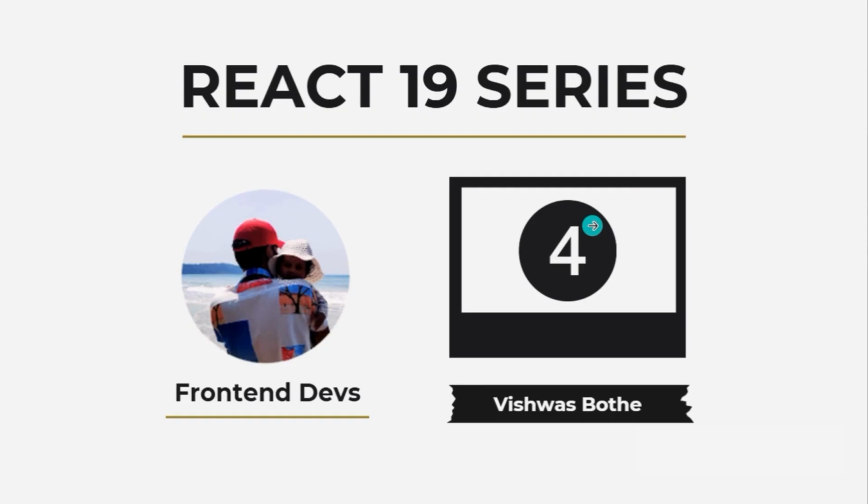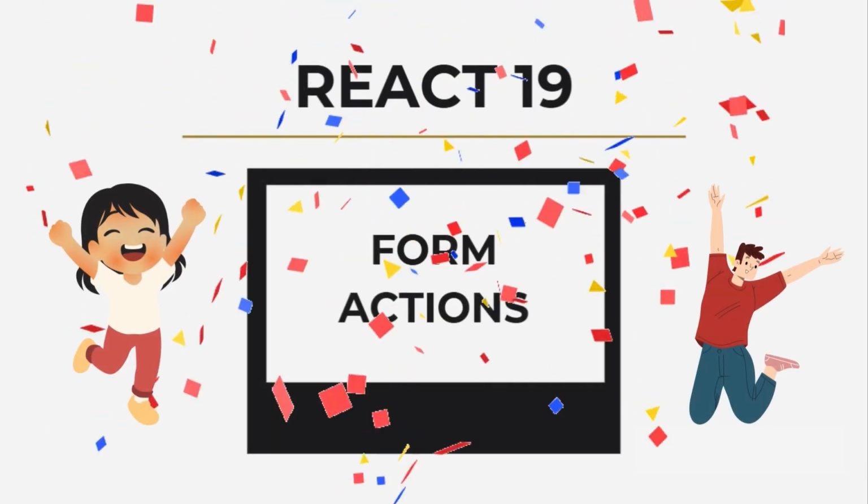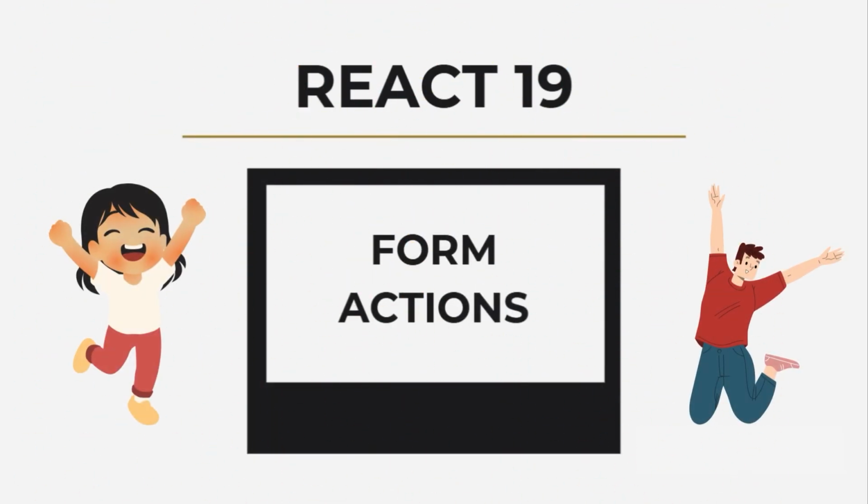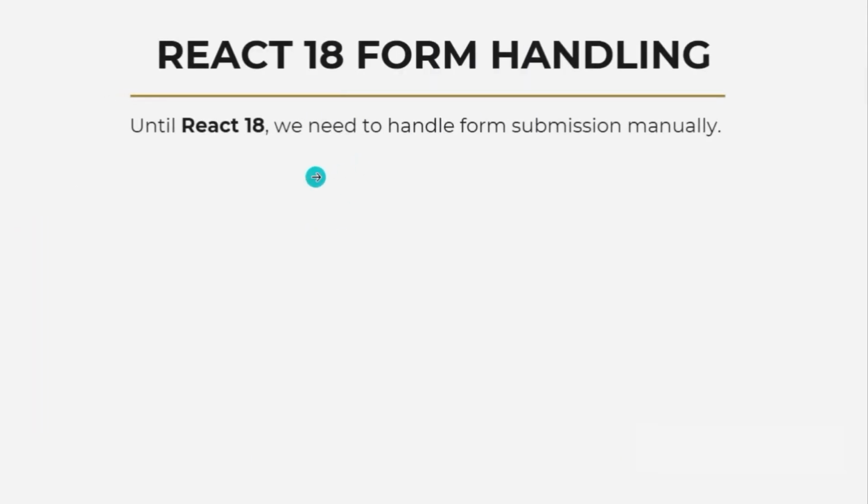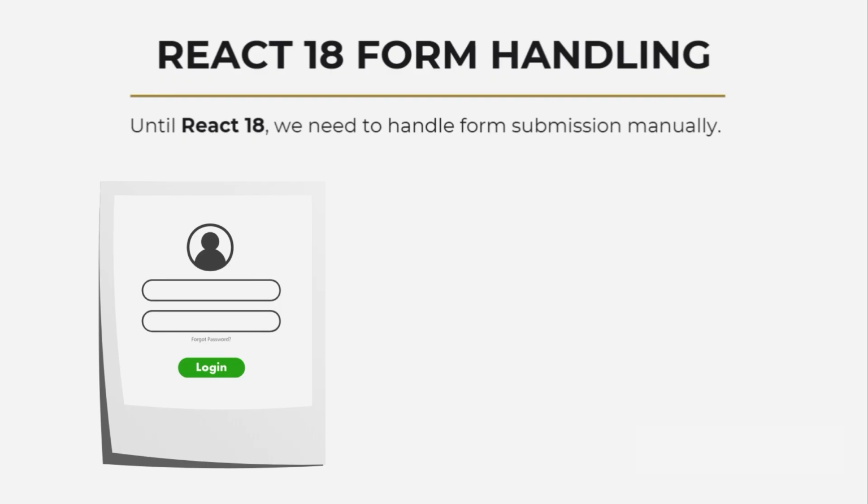This is the fourth video of our React 19 series, and as a part of today's video, we will understand React 19 form actions. Until React 18, we needed to handle form submission manually. That means we have a form element or a form component, and inside that form component, we could have multiple input elements. It could be an input element for username, password, then we can have the drop down selection. And once all those are done, we have a submit button to submit our form to the server.